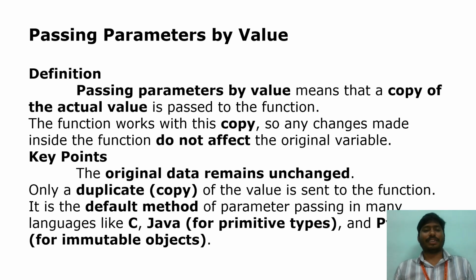Passing parameters by value. Here is the definition of passing parameters by value. Passing parameters by value means that a copy of the actual value is passed to the function. The function works with the copy, so any changes made inside the function do not affect the original variable. Here are the key points of passing parameters by value. The original data remains unchanged, only a duplicate of the value is sent to the function. It is the default method of parameter passing in many languages like C, Java and Python.